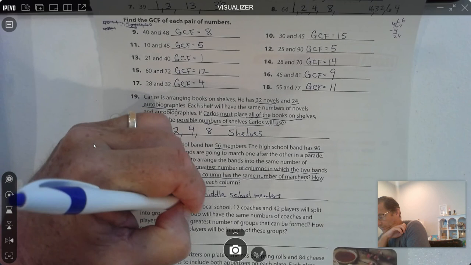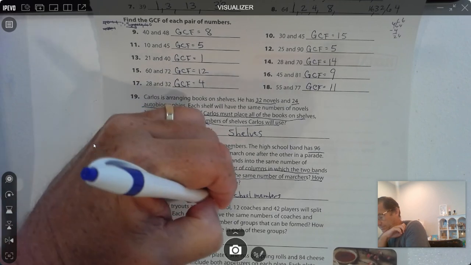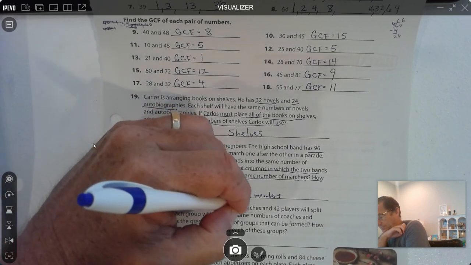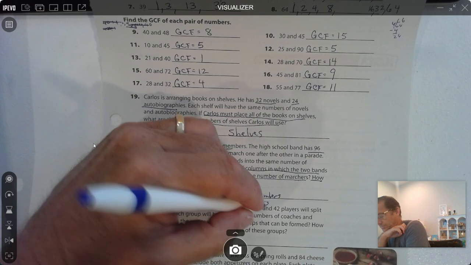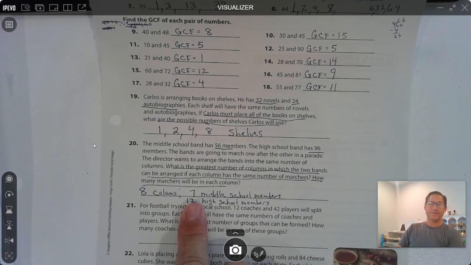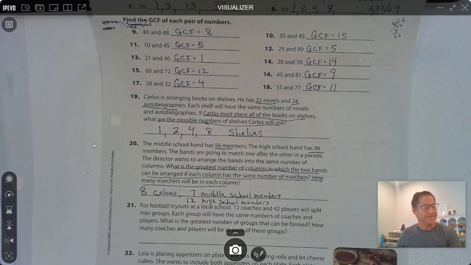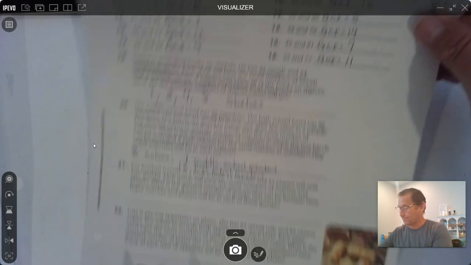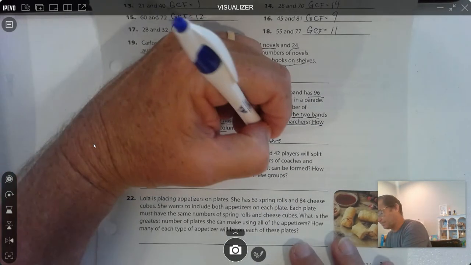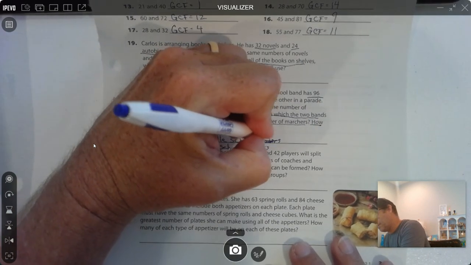And there will be 12 high school members. Okay, because 8 times 7 is 56 and 8 times 12 is 96. Not members, but marchers.